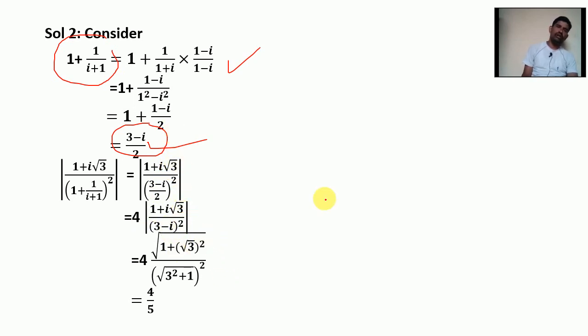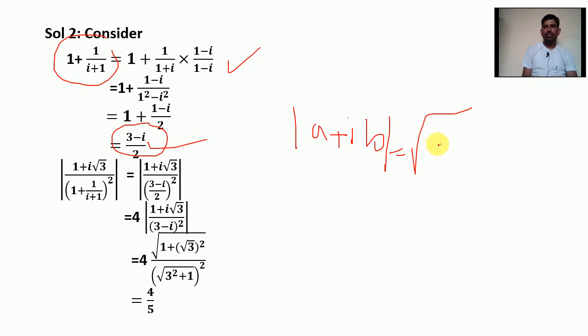We know the formula: modulus of a plus iota into b is equal to under root of a square plus b square. This is the formula. Suppose the complex number is given, the modulus of that complex number is under root of a square plus b square.